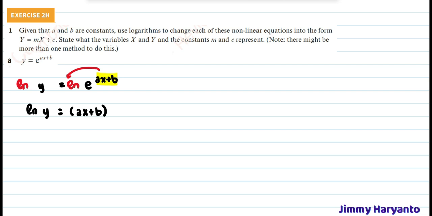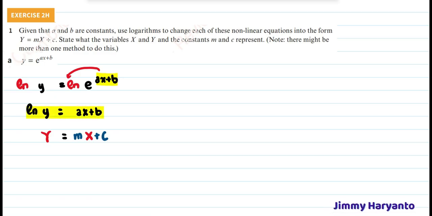And then after that I think we are already done, because we already have the y-axis. It will be the ln y, and then we have the x right here, and then we also have the gradient and then plus c. So I think we are already done for the first question. ln y equals ax plus b.